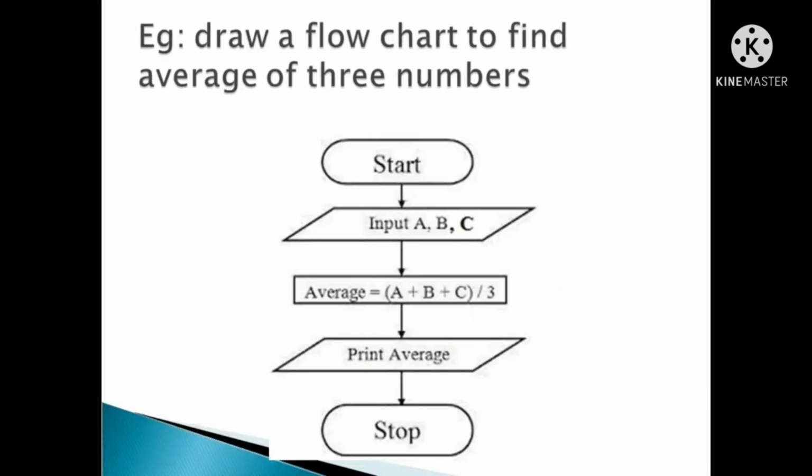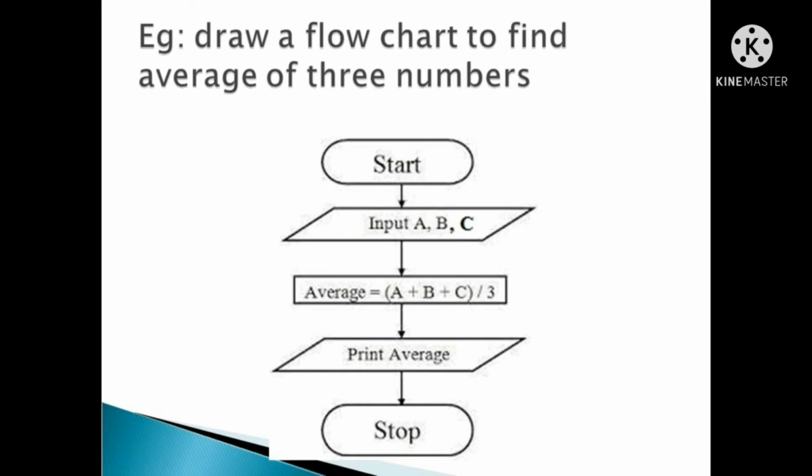We can discuss an example of a flowchart. The question is, draw a flowchart to find the average of 3 numbers. First we use the start symbol, that means the oval shape. Then we have to input 3 numbers. That input we represent in a parallelogram. Input A, B and C. Next is the process. We want to find the average of A, B and C. That is written in the rectangle.